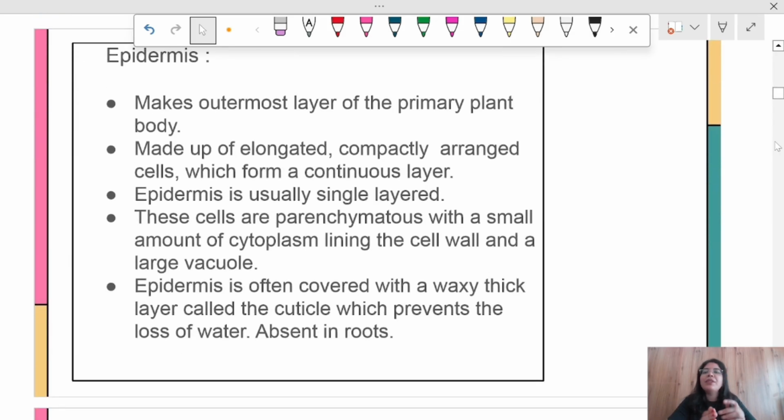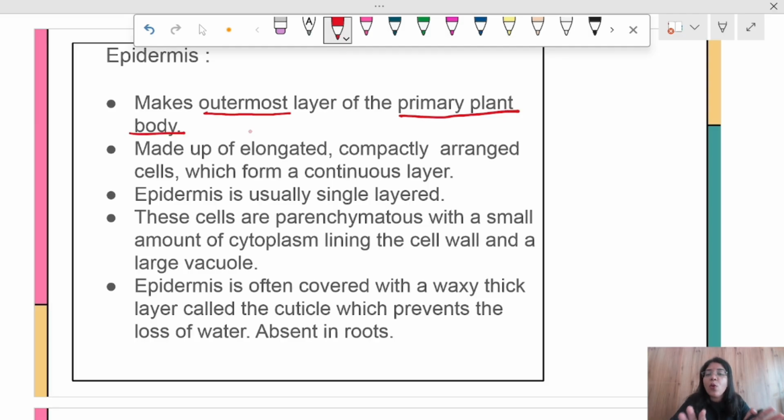NCERT writes about epidermis that this is the outermost layer of primary plant body. Can you explain me what is the meaning of this line? Why NCERT has emphasized here primary plant body? Please remember, whenever inside a seed embryo is present, you all know, whenever embryo develops, it first forms the primary plant body, right? Embryo develops into a young plant, right? That young plant is green in color and it is just a result of the primary meristematic activity. Primary permanent tissues have been formed there.